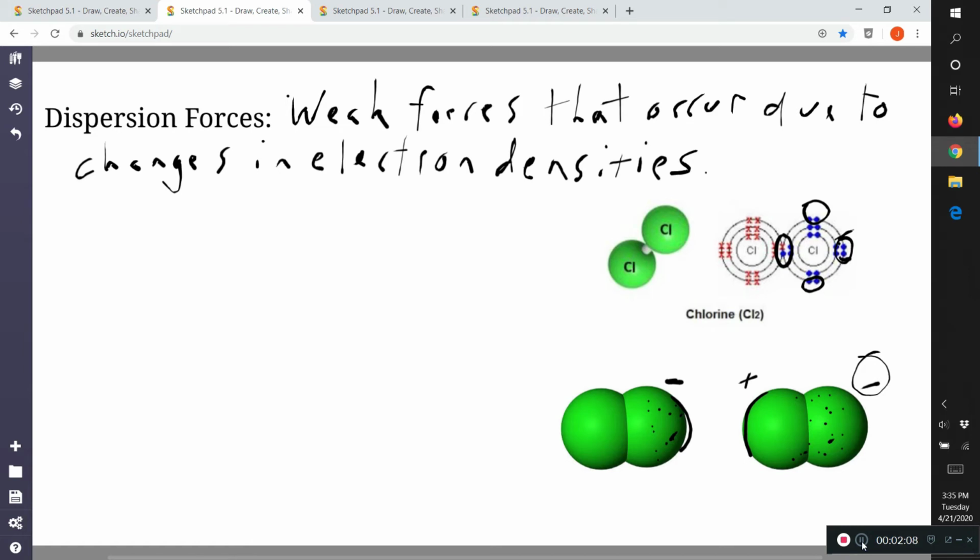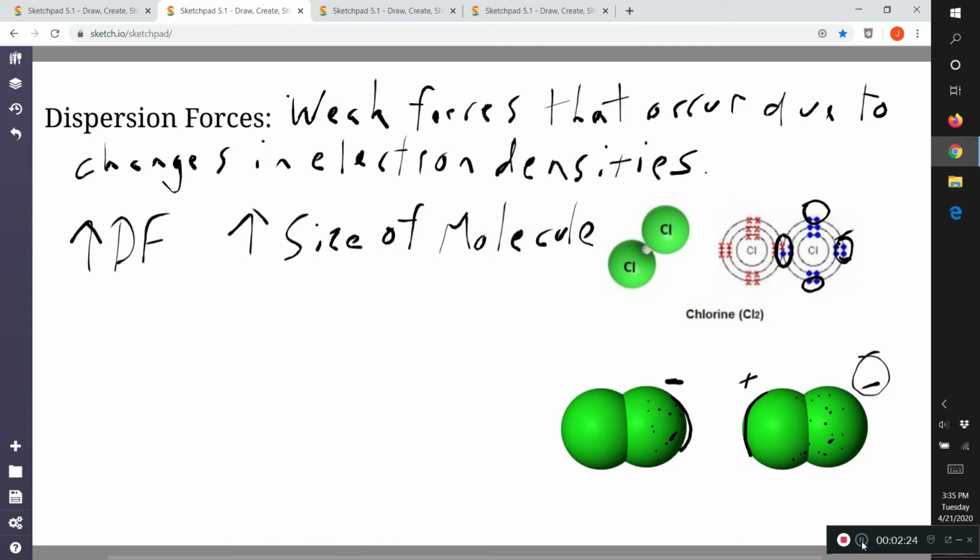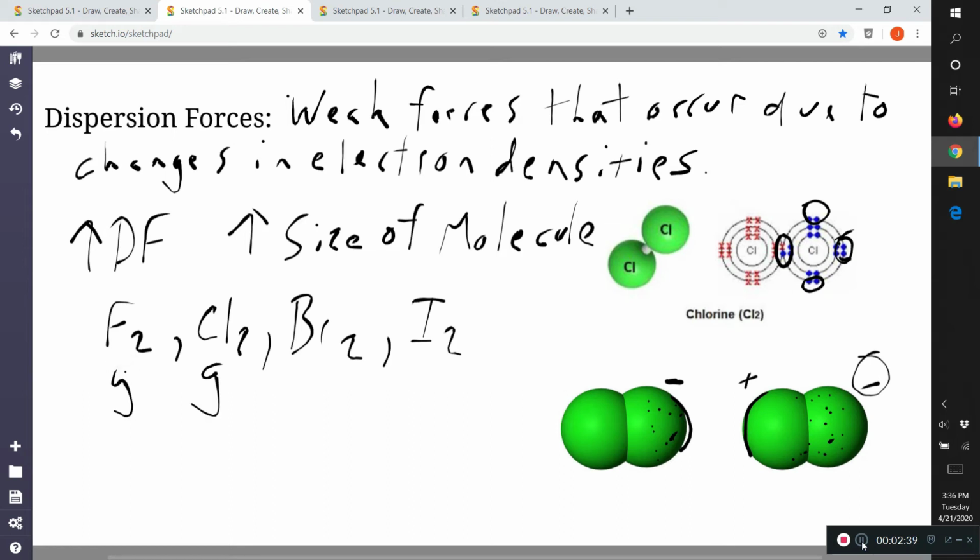Now, these types of forces tend to be greater. So you have greater dispersion force if you have a greater size of molecule. And we can see this in the halogens. Fluorine 2 is a gas. Chlorine 2 is a gas. Bromine 2 is a liquid. And iodine 2 is a solid at room temperature. We worked with that before in the lab. So this is a gas, and then as the molecules get bigger, so remember, as we go down the periodic table, they get bigger, becomes a liquid, and then finally a solid.